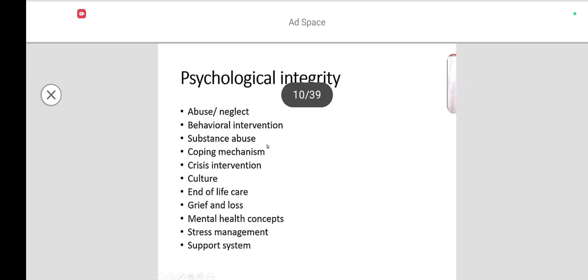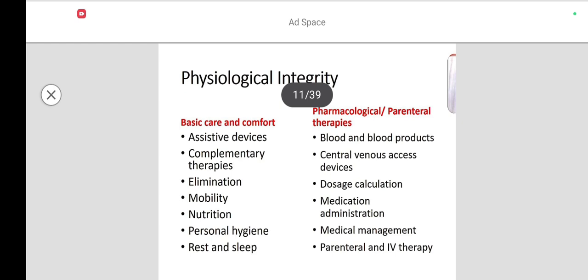Next, psychological integrity, in which abuse, neglect, behavioral intervention, substance abuse, coping mechanisms, crisis intervention, cultural and end of life care, grief and loss, mental health concepts, stress management, and support systems. That all comes under psychological integrity. Next, physiological integrity, basic care and comfort, in which assistive devices, complementary therapies, elimination, mobility, nutrition, personal hygiene, rest and sleep. That all comes under basic care and comfort.